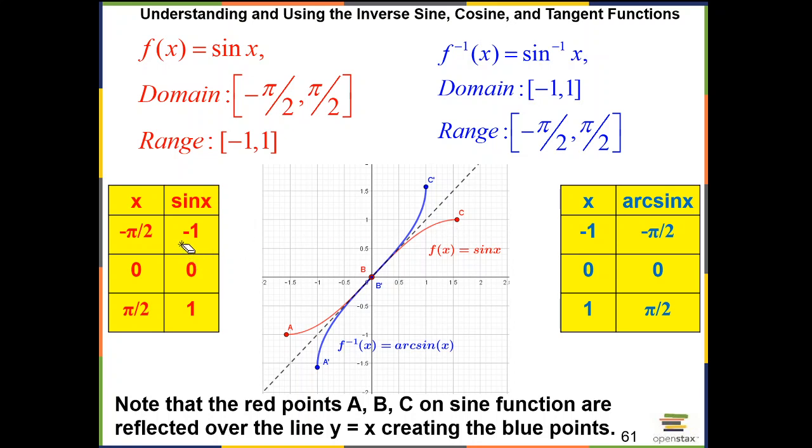So what do we have to do to find the inverse? You just have to switch them. So negative 1, negative pi over 2; 0, 0; 1, pi over 2. So we put these blue ones right there, right here, and right here. 0, 0 stays the same, right? 0, 0 stays the same. And we connect these, and you see the graph of sine inverse.